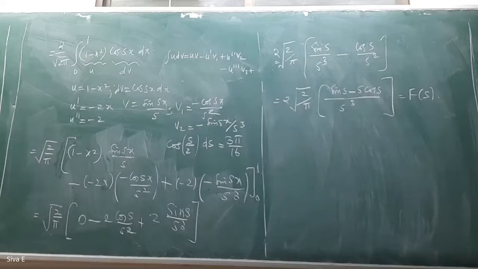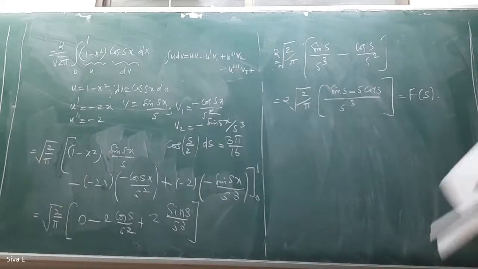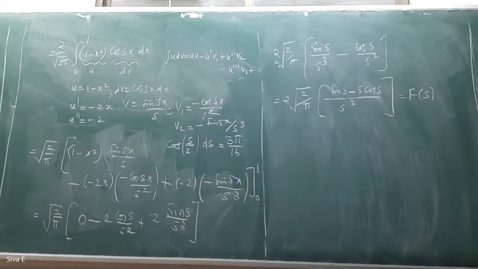That is the one part of the problem. What we have to prove? The integral over 0 to infinity of (sin s minus s cos s) by s cube, cos s by 2, ds equal to 3 pi by 16.